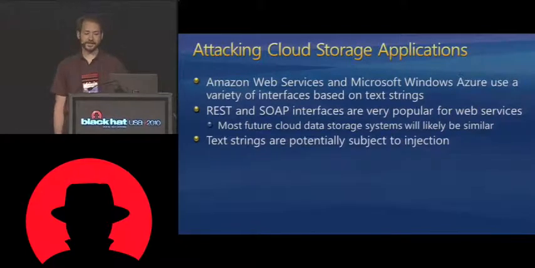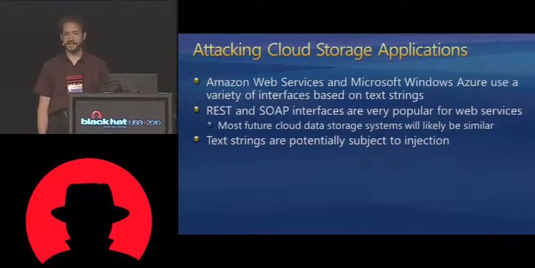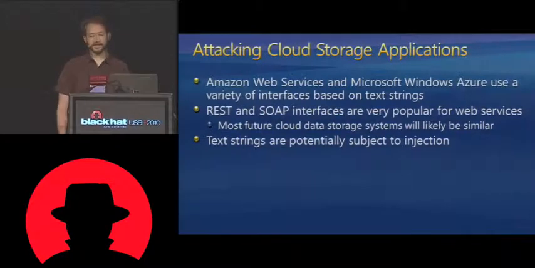REST and SOAP interfaces are very popular for web services. While I'm just looking at Amazon and Azure in this talk, I imagine most other cloud database services, as those come into being, will probably use the same sorts of interfaces. I think we'll see these same problems with pretty much any app using cloud storage. Text strings are potentially subject to injection.